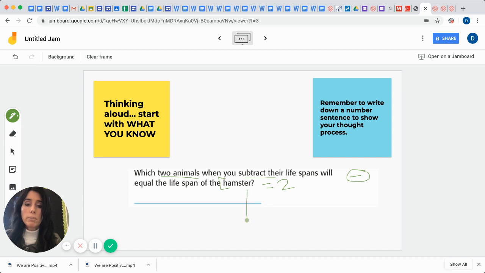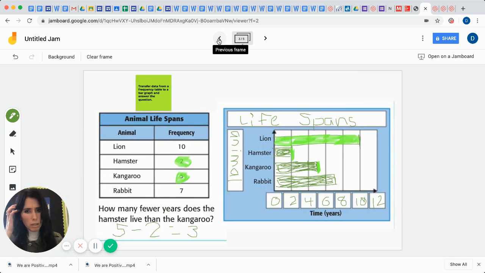So I'm going to divide my paper in half. This is my first step. I'm going to need to play around with my numbers and find, if I subtract 2 animals, which ones are going to equal 2. Okay, so let's go ahead and look at some options here, and then we'll write this up over here. So we could start with these.